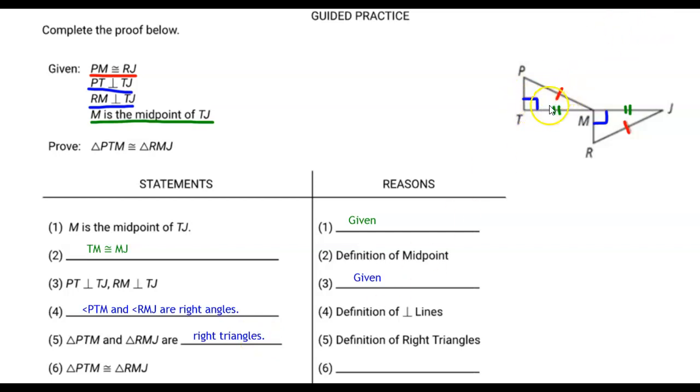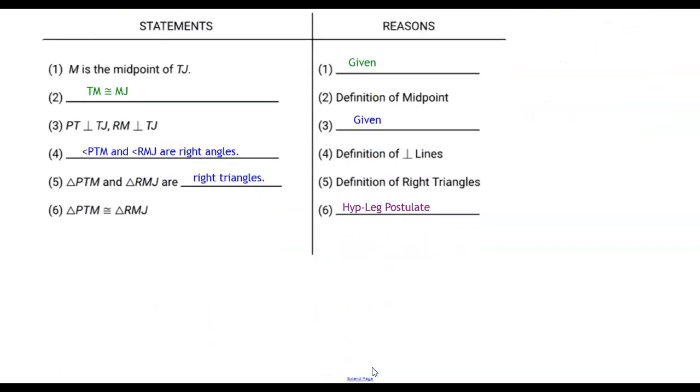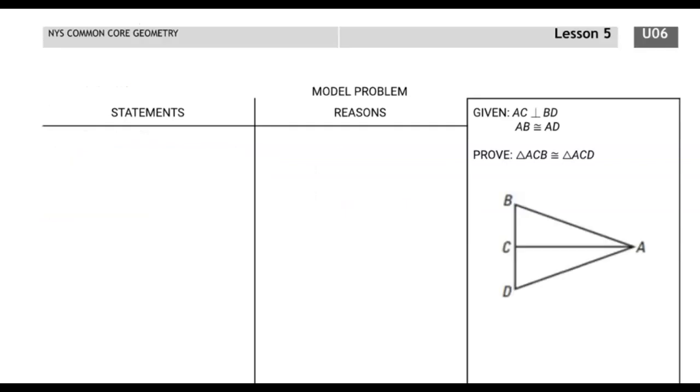Once I know that these are right triangles, I can say that since they're right triangles and they have a hypotenuse and a leg that are congruent to each other, then we can say that the two triangles are congruent to each other. The reason being hypotenuse-leg postulate. And of course, you can write HL postulate or hypotenuse leg. You could write the whole thing out, but I like to write out Hyp-Leg because that's how I learned it in my geometry class.